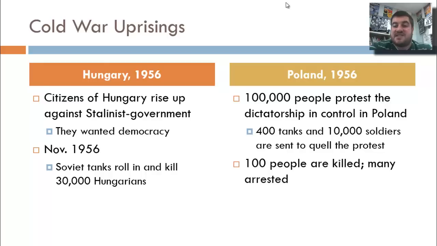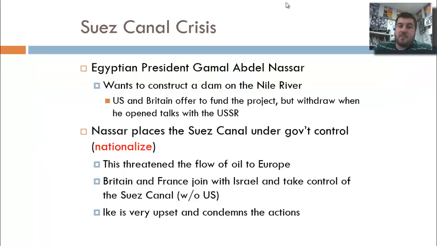100,000 people protest the dictatorship in Poland. 100 people are killed in this uprising in Poland, and it leads to nothing. It does lead to a less dictatorial government, but it still does accomplish very little.